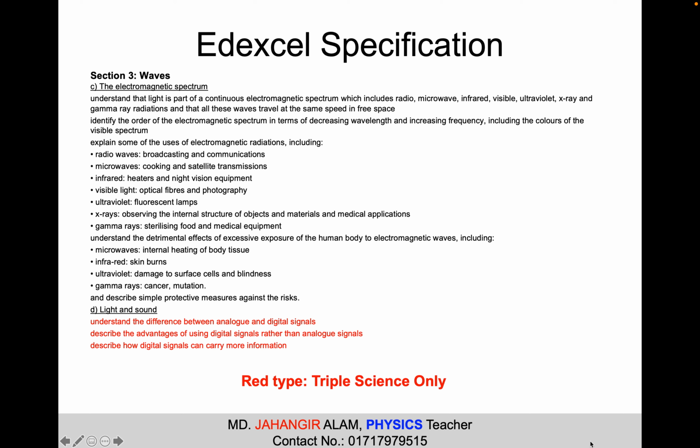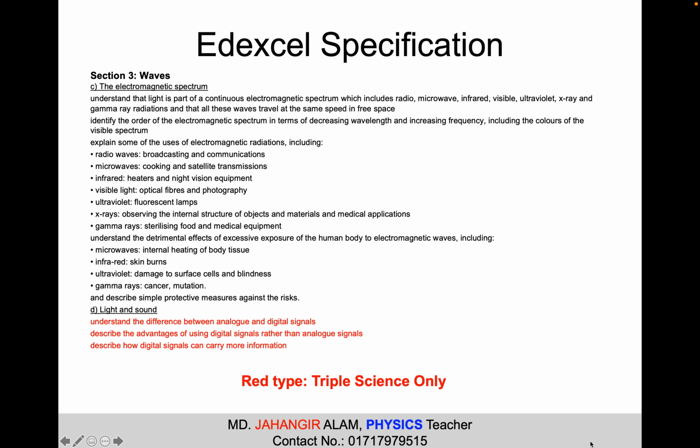Explain some of the uses of electromagnetic radiation, including radio waves: broadcasting and communications; microwaves: cooking and satellite transmission; infrared: heaters and night vision equipment; visible light: optical fiber and photography; ultraviolet: fluorescent lamps; X-ray: observing the internal structure of objects and materials, and medical applications; gamma rays: sterilizing food and medical equipment.